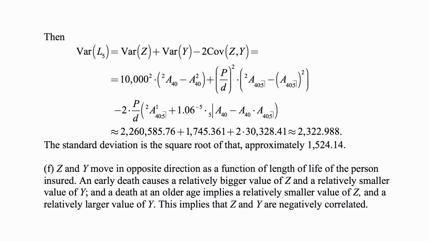For part F, Z and Y move in opposite directions as a function of the length of life of the person insured. An early death causes a relatively bigger value of Z, because you paid money earlier for the death benefit, and a relatively smaller value of Y, because you paid an annuity for a shorter period of time. And a death at an older age implies a relatively smaller value of Z, because the death is later, so its present value is smaller, and a relatively larger value of Y because the annuity is paid over a longer period of time. This implies that Z and Y are negatively correlated.